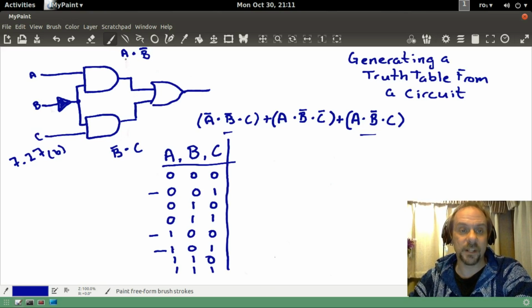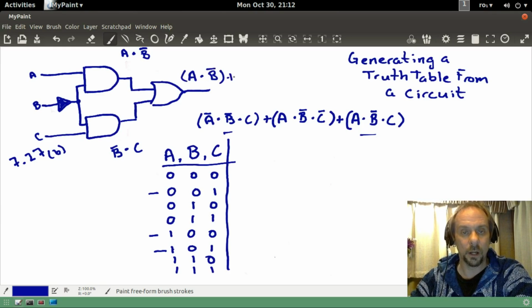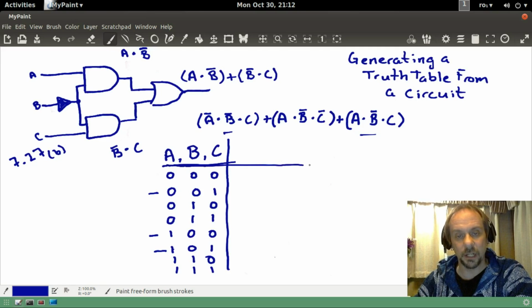So here's my output for this gate: A and not B. My output for this gate is not B and C. My final output then is these two joined by an OR. So it is A and not B, or not B and C. So rather than doing E and F joined by an OR, I'm just going to do the whole equation. I'm going to make one singular line here across this, and I'm just going to write this equation here.